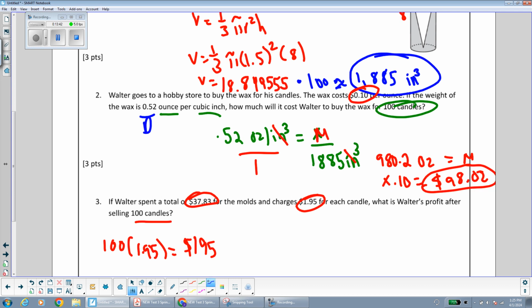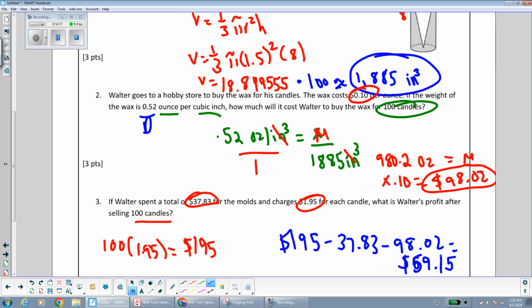Now, Walter spent money on the molds, and Walter also spent money in part 2 on the wax. Both of those went into making the candles. So Walter's profit is what's left over from his $195 when you factor in the cost of the molds and the cost of the wax. And that is $59.15.